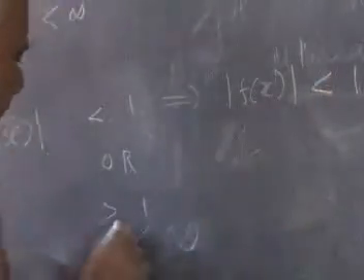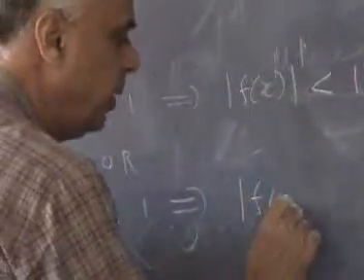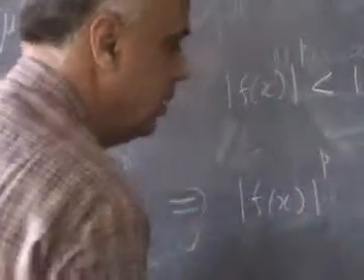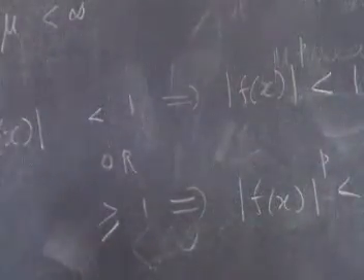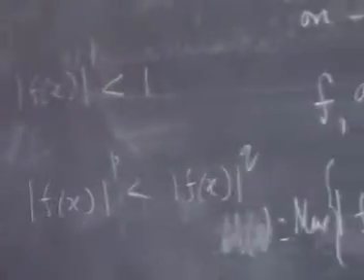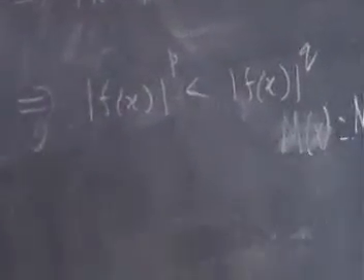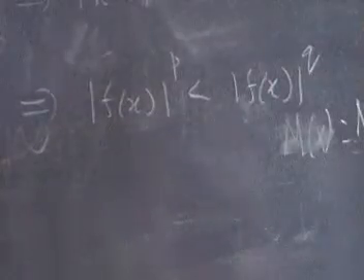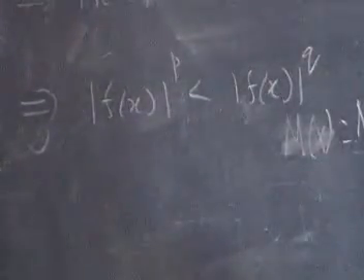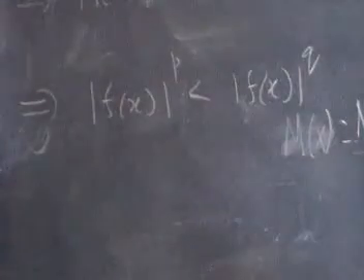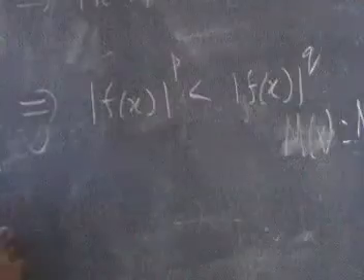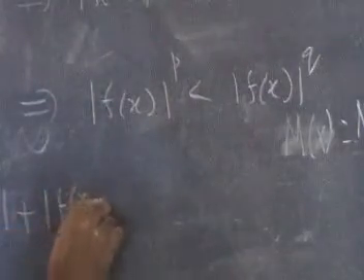But if it is greater than or equal to 1, then when I take the pth power and the qth power, which will be more? Q is more than P, so the qth power will be more. So whether it is less than 1 or greater than 1, this holds. So I want to put one inequality for both. Therefore, mod f(x) to the power of p is less than or equal to 1 plus mod f(x) to the power of q.